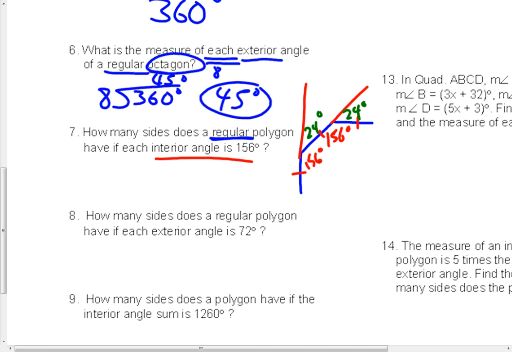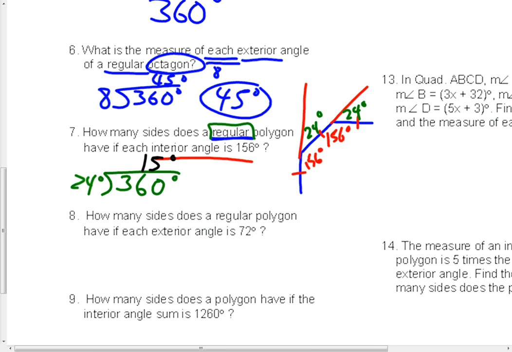All the way around, because what kind of shape is this? Regular. Well, what's the total on the outside supposed to be? What are you allowed to do if you've got a regular situation? Divide. What is each exterior? 24. So I'm taking degrees and dividing by degrees, and that's going to give me the sides. How many sides do I have? 15. 15.